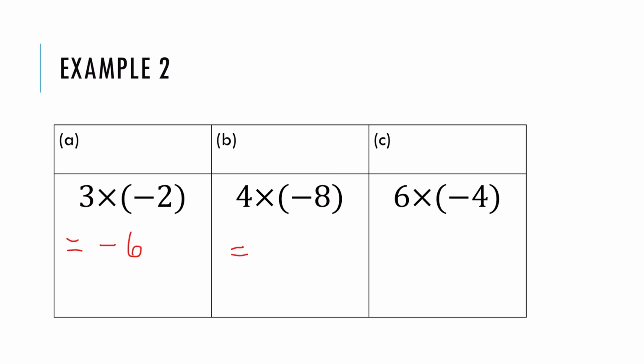In part B, we've got a positive 4 multiplied by a negative 8. That means my answer is negative, and 4 times 8 is 32. I've got positive 6 multiplied by negative 4. So my answer is negative, and 6 fours are 24.